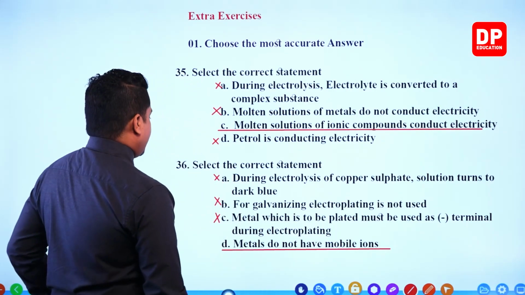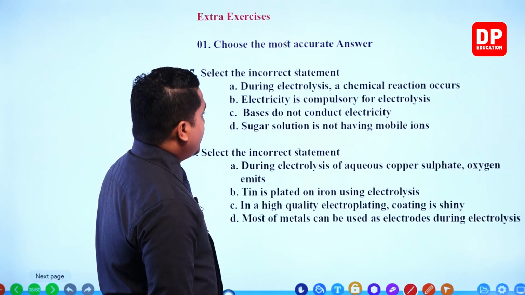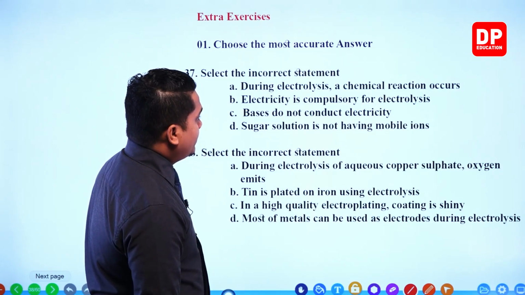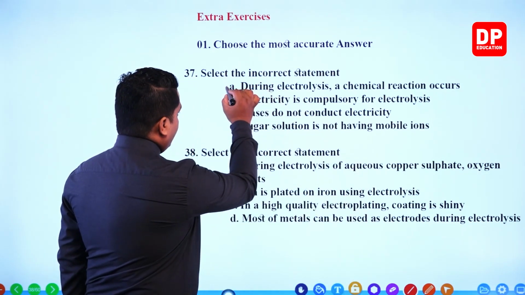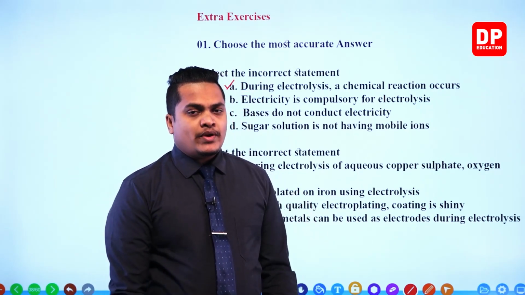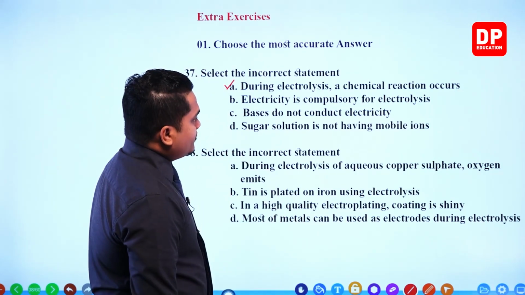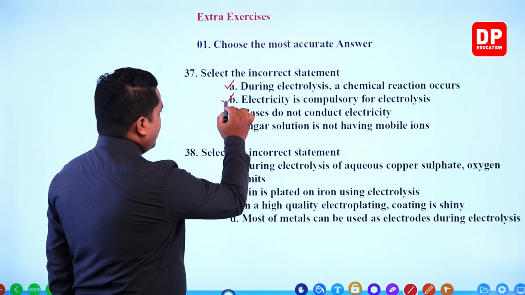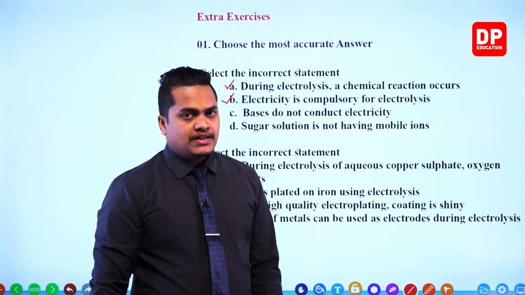Okay, right. Select the incorrect statement. During electrolysis, a chemical reaction occurs. That is absolutely correct, because we know that causing a chemical reaction by providing electricity to an electrolyte is electrolysis. Electricity is compulsory for electrolysis. Once again correct, we definitely need to provide electricity. Otherwise, the electrolysis will not occur.